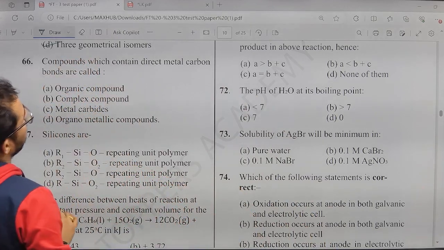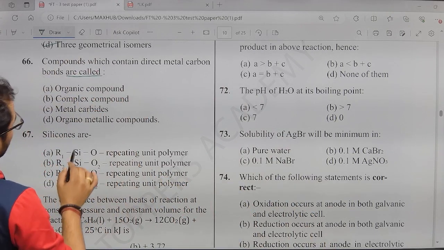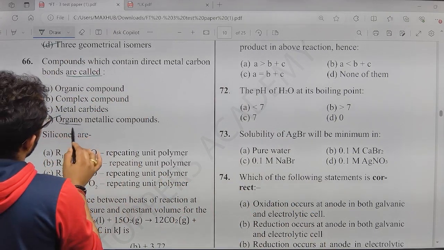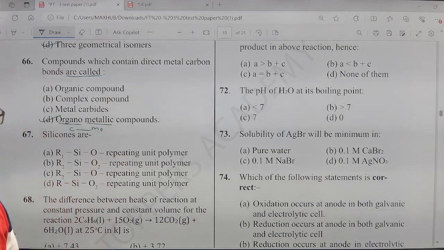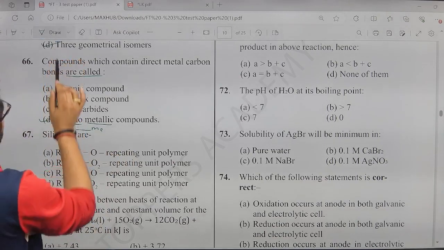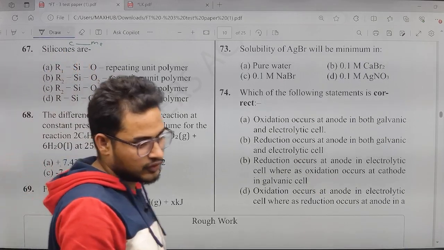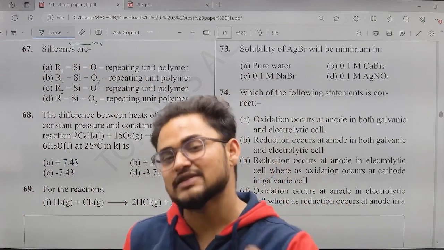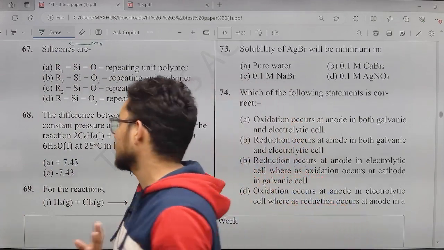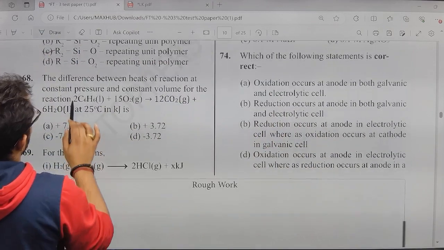Compounds which contain direct metal-carbon bonds are called organometallic compounds. Because there is a bond between carbon and metal, it is an organometallic compound. Silicones, my dear students, belong to the 14th group, the carbon family, and are R2SiO. It is a factual question, no one can do anything. R2SiO, option C will be the right answer.